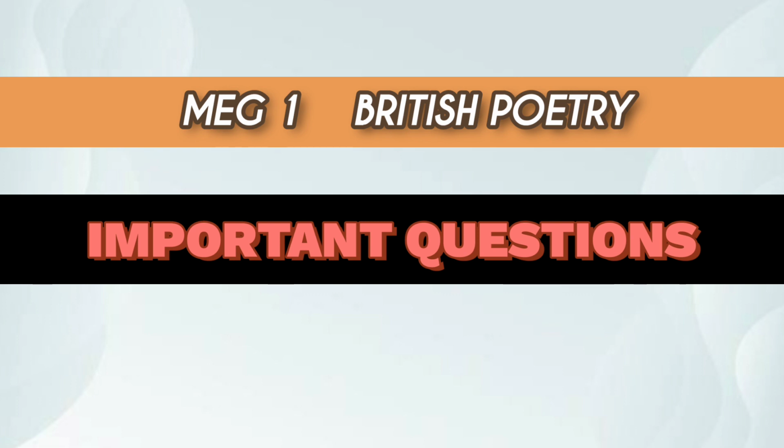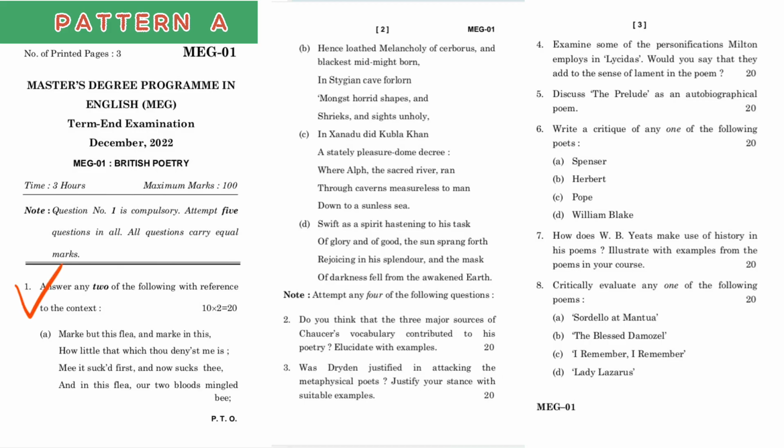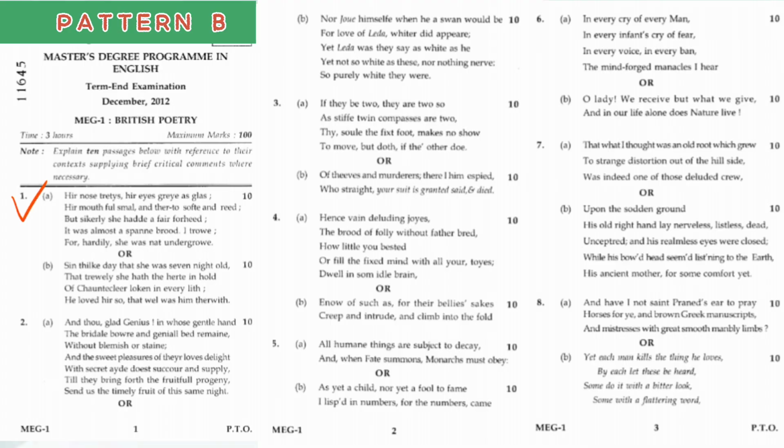Hello. In this video, we will look at the important questions from MEG-1, that's British poetry. But it is important to note that the British poetry paper is structured in two patterns, pattern A and pattern B. In pattern A, the first question is related to reference to the context. Other questions may be block questions, or the paper setter might create some questions according to the syllabus. Pattern B includes only reference to the context questions from 1 to 10 with options.